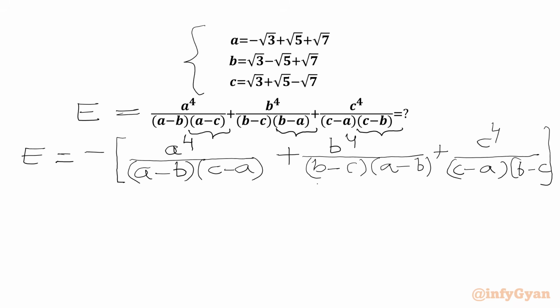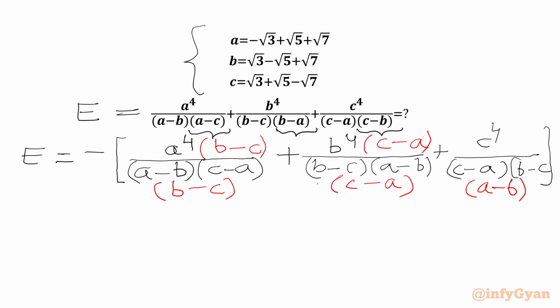Now we do not have a common denominator, so we'll try to maintain our denominator the same. I need to multiply here in the denominator by B minus C, so we'll multiply B minus C in the numerator also. Here we'll multiply with C minus A, so in the numerator we'll write times C minus A. And here we'll multiply with A minus B, so in the numerator we'll write A minus B.